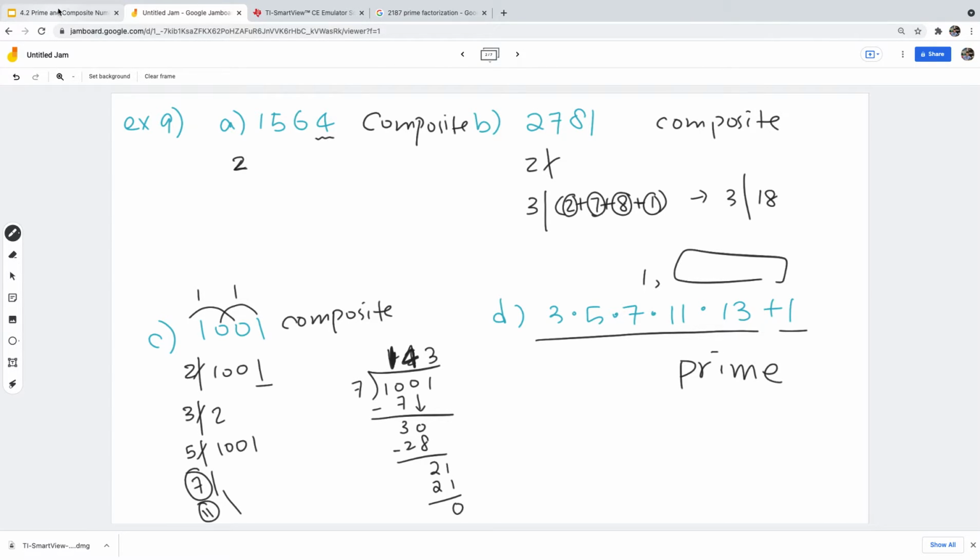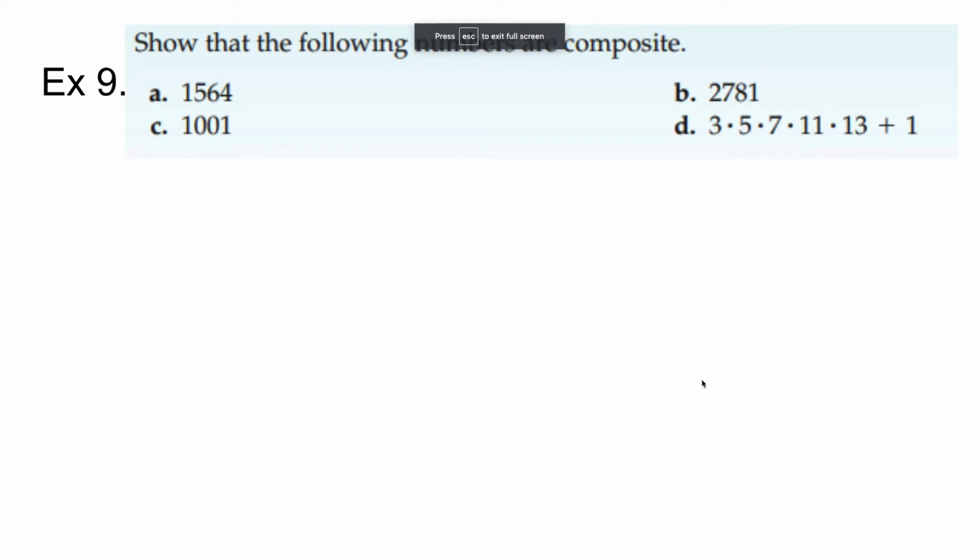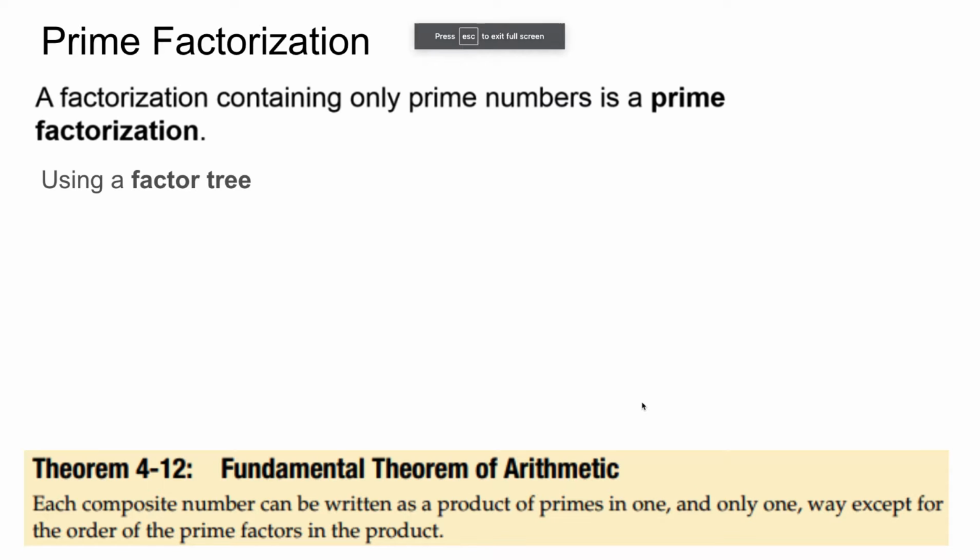Alright. Now, we just finished this one. Let's talk about the fundamental theorem of arithmetic. The fundamental theorem of arithmetic says each composite number can be written as a product of primes in one and only one way, except for the order of the prime factors in the product. Which means if you are using only prime numbers as the factors, then there's only one way to show that. Okay, so we're going to have some practice for that.